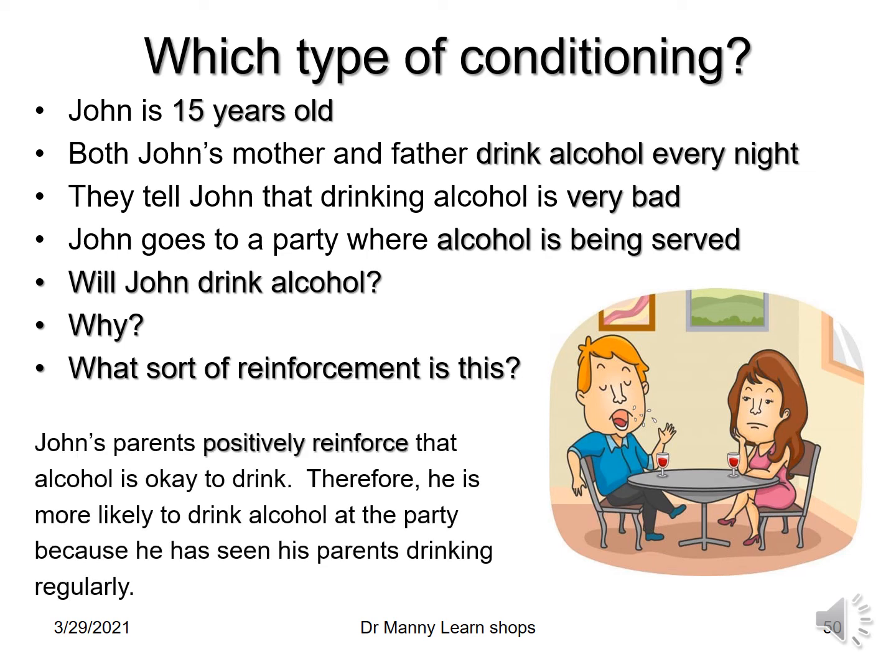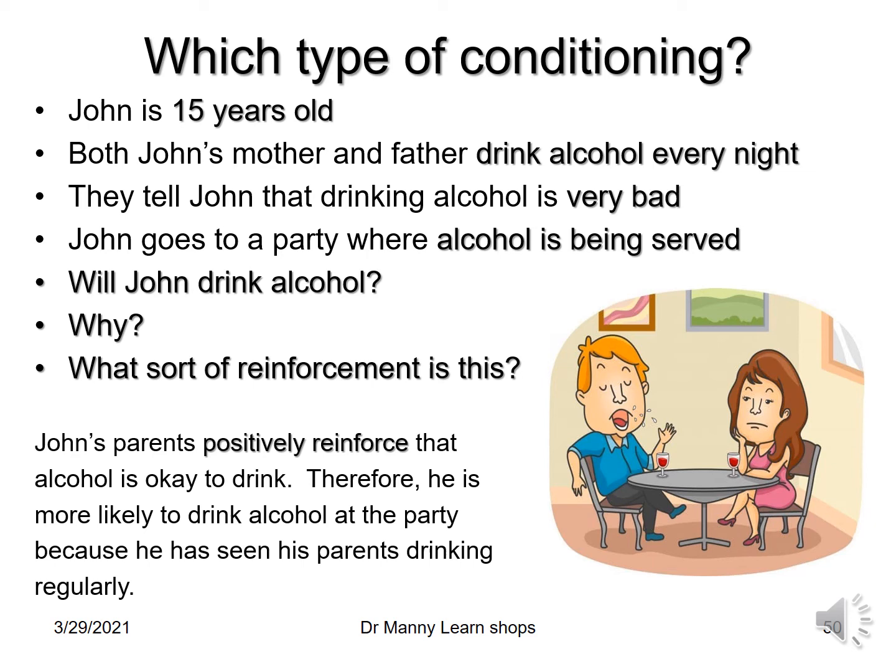John's parents positively reinforce that alcohol is okay to drink. He watches them do it every night. Therefore, he's more likely to drink alcohol at the party because he's seen his parents drinking regularly. Conditioning, this is operant.